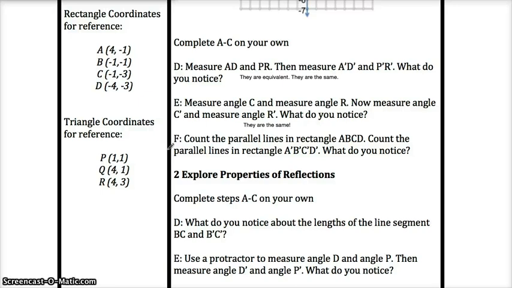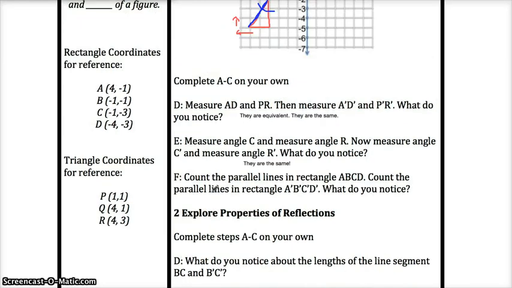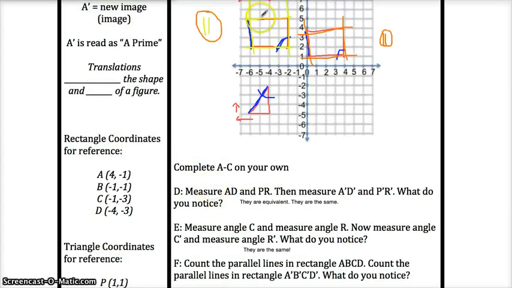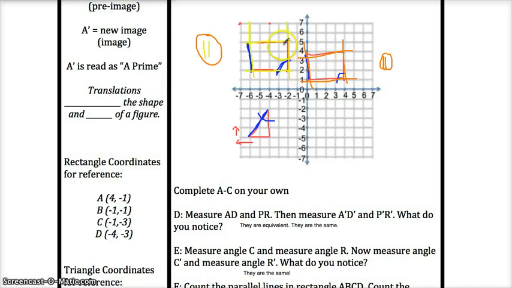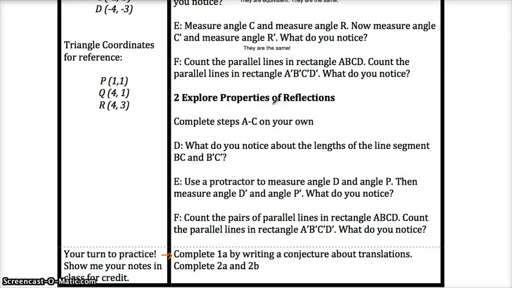A conjecture is like a statement that's true, or a guess, or a hypothesis, something like that. So what do you notice about the image, the pre-image, and the image? And what do you notice about those? Did anything change? Did anything become different? Write a conjecture about those translations.